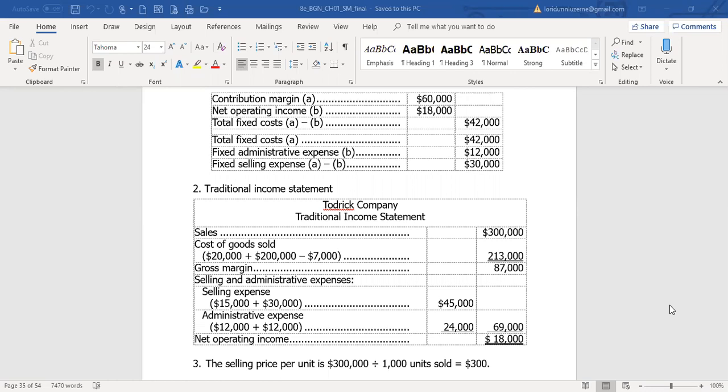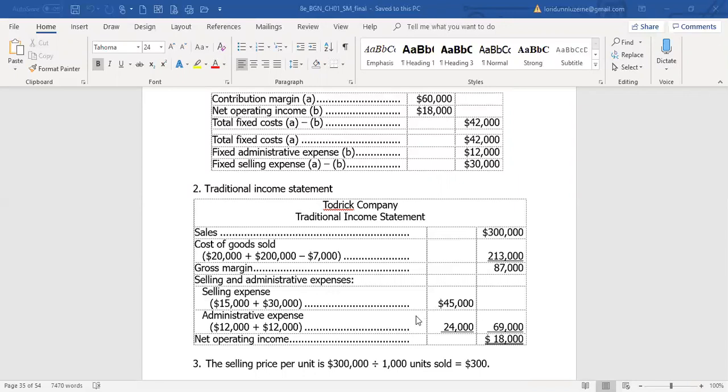So the contribution margin income statement or format income statement separates expenses by variable and fixed, where the traditional separates them by type, meaning selling or administrative. And then that would bring us to our net operating income, which in both cases is the same. It's just getting to it is a little different.